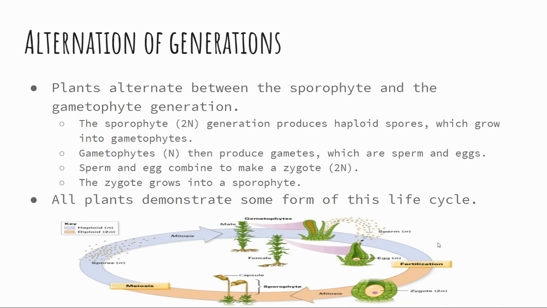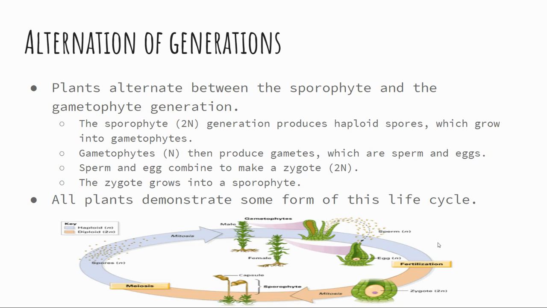All right, so we talk about plant life cycles. We talk about alternation of generations. Plants kind of jump back and forth between multiple different spots of life, so to speak. So let's look at those. Plants alternate between sporophyte and gametophyte generation. The sporophyte generation is going to be diploid, and this is where the haploid spores are going to be produced, and these spores grow into gametophytes. The gametophyte is haploid, and you see the N, that produces gametes, which are the sperm and egg. Sperm and egg combine to make a zygote. The zygote is going to be diploid.